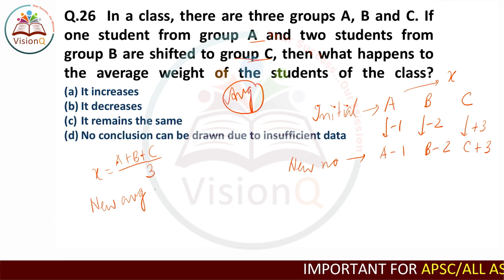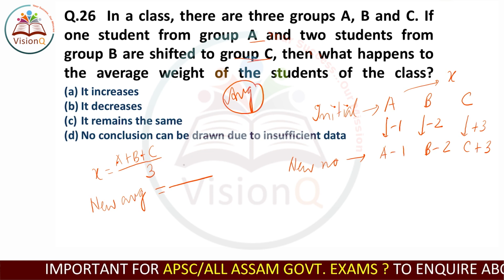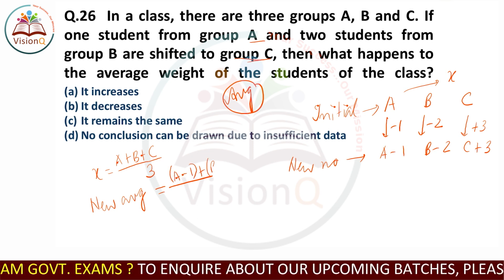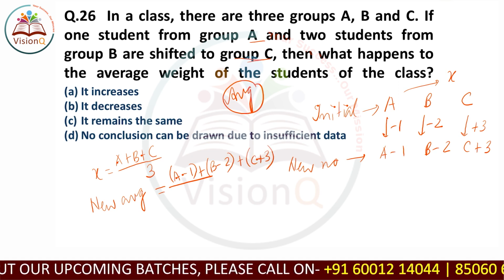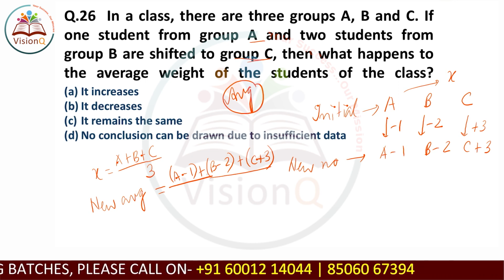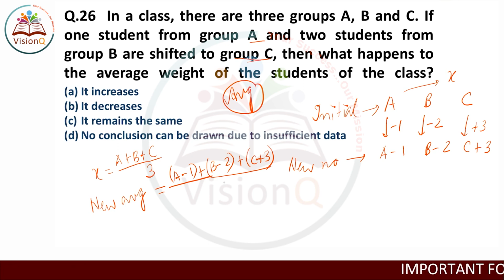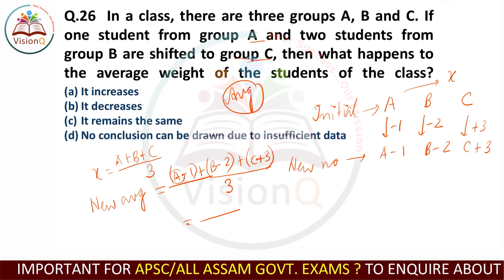of this class now, it becomes new sum by new number of students. So new sum will be how much? A minus 1 plus B minus 2 plus C plus 3. So new sum by new number of students. Now the sum will be A minus 1, B minus 2 and C plus 3 in total. It has already 3 groups, so n will be 3 only here. N is constant. Now if I find out the numerator, we can see that A, B and C.